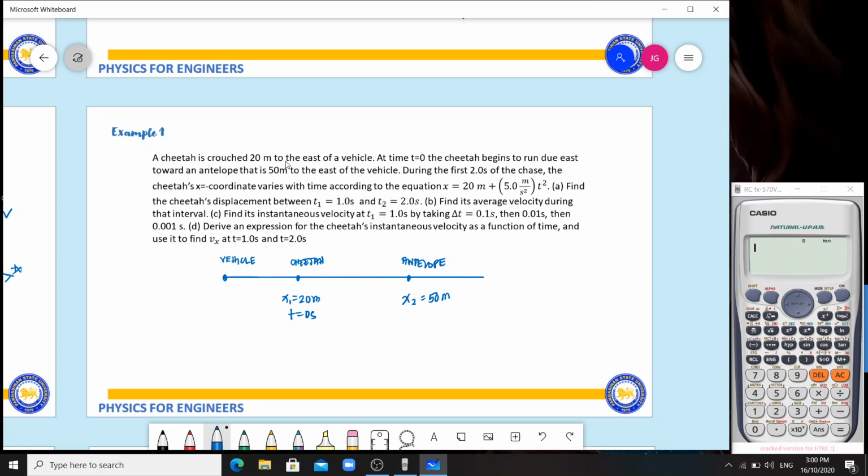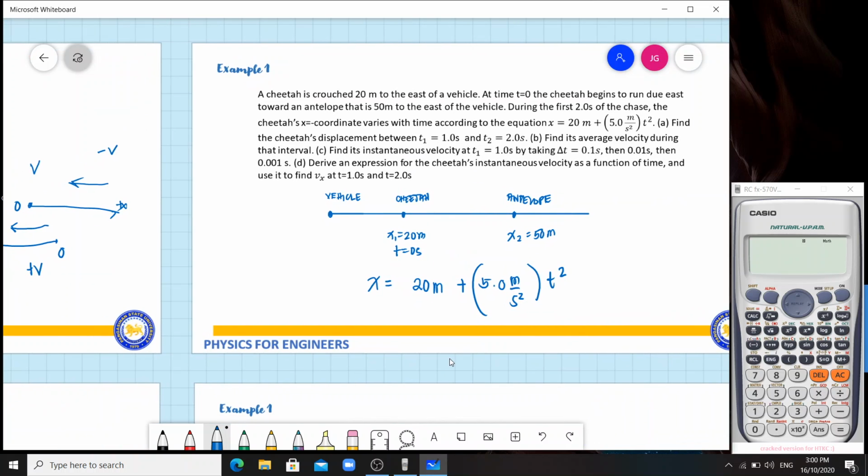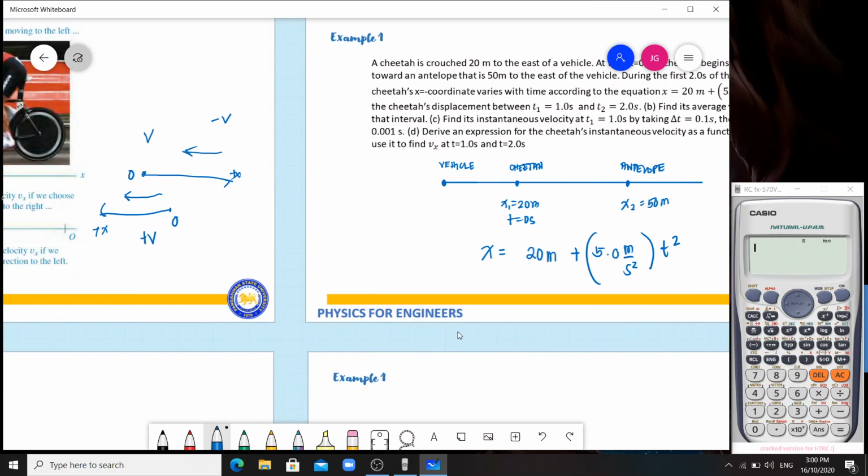During the first 2 seconds of the chase, the cheetah's x-coordinate varies with time according to the equation. So, may given na equation. Yung x-coordinate daw ni cheetah ay magva-vary sa ganitong equation. 20 meters plus 5.0 meters per second squared, okay? And then t squared. Find the cheetah's displacement between t1, 1.0 second and t2, 2.0 seconds.